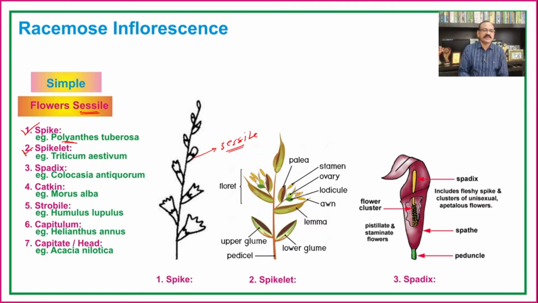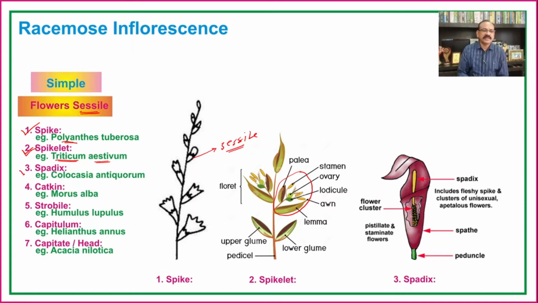The second type is a spikelet. This spikelet is nothing but the development of a short spike on the central axis in the spike inflorescence. Here in this we are able to see this short spike on it. So such a type of inflorescence in which there is a development of short or small spikes is known as spikelet. And the spikelet type of inflorescence is found in Triticum aestivum, that is the wheat plant, and many members of the family Poaceae develop the inflorescence in the form of spikelet.